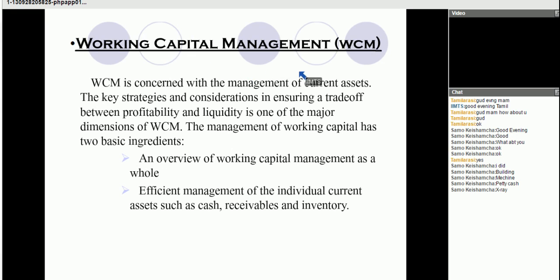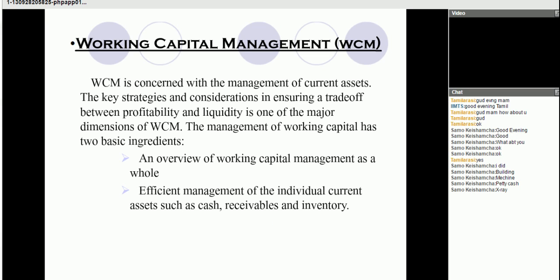Now working capital management is concerned with the management of the current assets. The key strategies and considerations in ensuring a trade-off between profitability and liquidity is one of the major dimensions of working capital management. Means we should never get short of funds. The firm should always have cash available. So how much cash in hand has to be maintained, how much should be kept in the petty cash account. That all decision comes under working capital management, that is WCM.